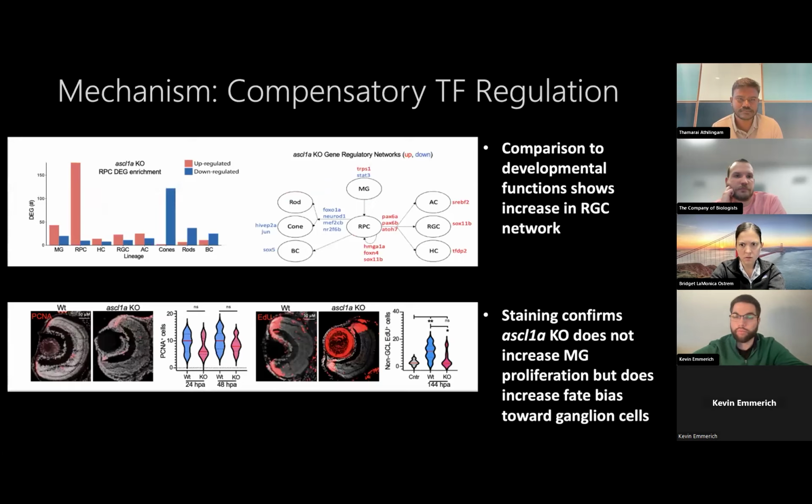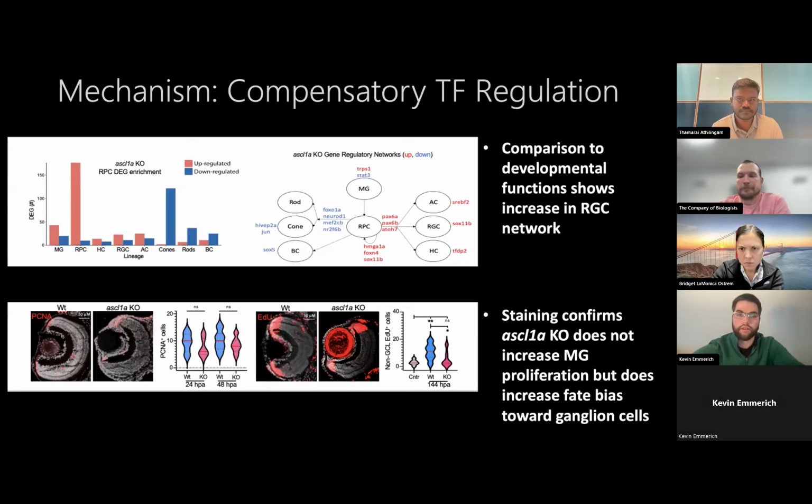So we did a network analysis where we compared all of the differentially expressed genes in our ASCL1A knockout to developmental data. You can see on the left here that the upregulated factors were good for promoting Mueller glia and retinal progenitor cell activity and even early ganglion cell lineage factors. But the more striking result was the downregulation of genes that led to other cell types, such as cones, rods, and bipolar cells.